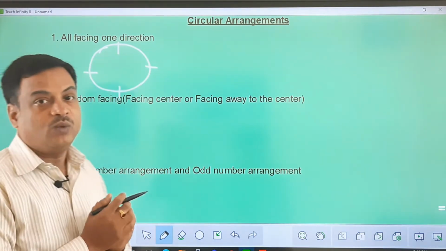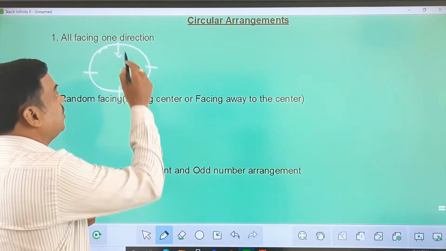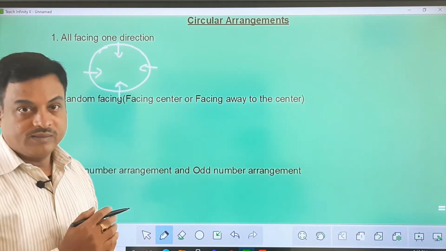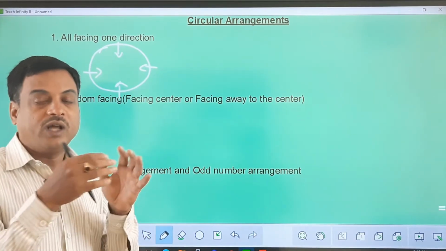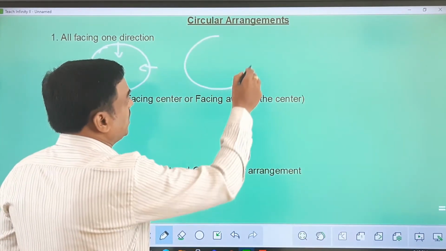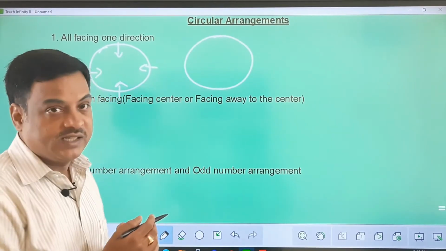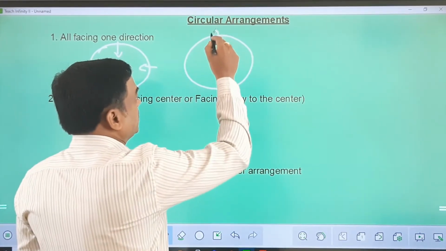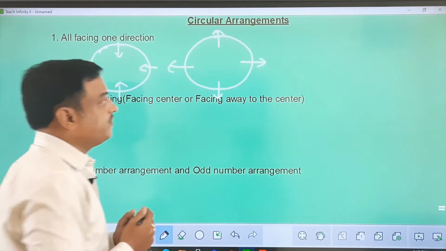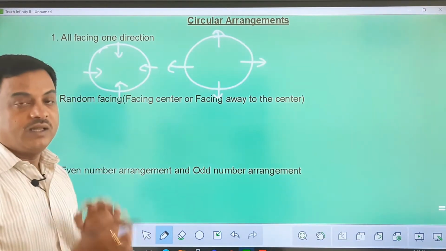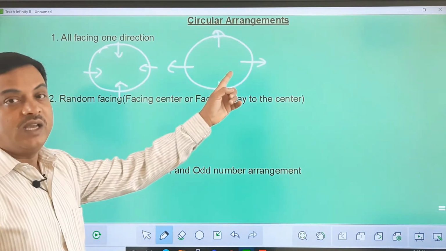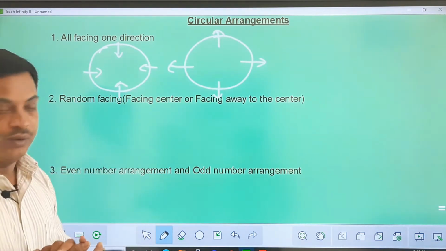Now what is my first point? If you see, all facing one direction, suppose they are all looking at the center, then it is called one direction arrangement. All are facing towards the center. Now there can be one more arrangement where the people are facing away from the center. So all facing one direction means there are 2 types: all facing the center, or all facing away from the center. This is the first basic we need to know.